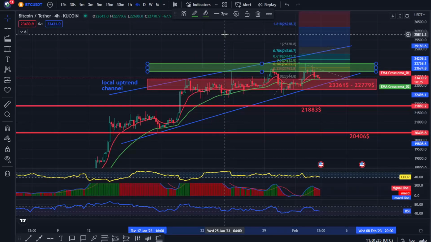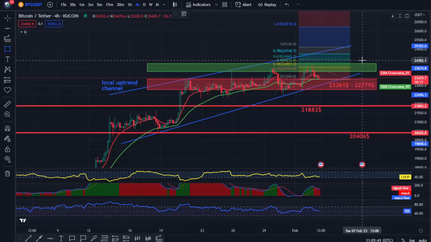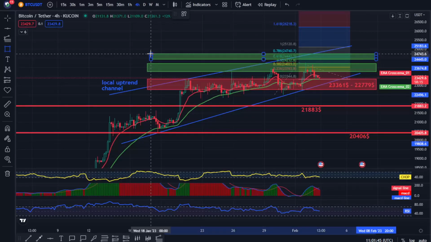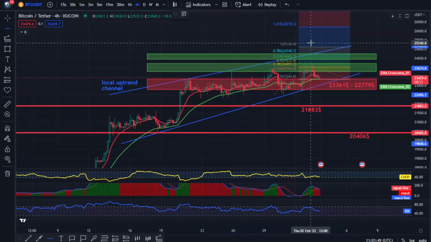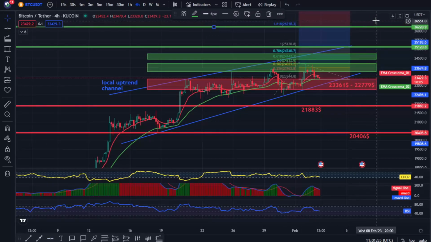When we manage to break it, we have a second zone from $24,445 to $24,744. Once these two zones are broken, we will move towards resistance at $25,121 and then $26,221.